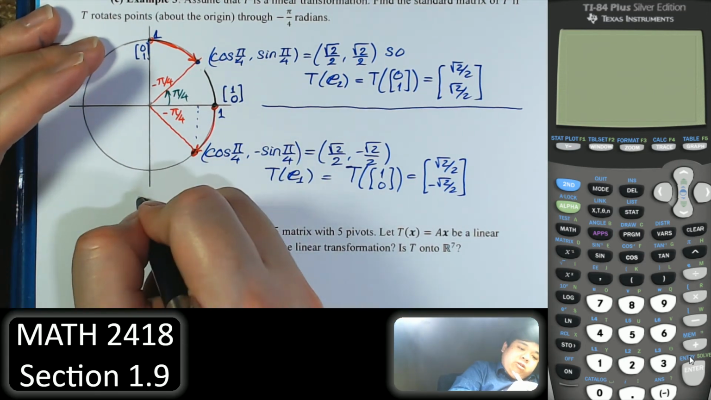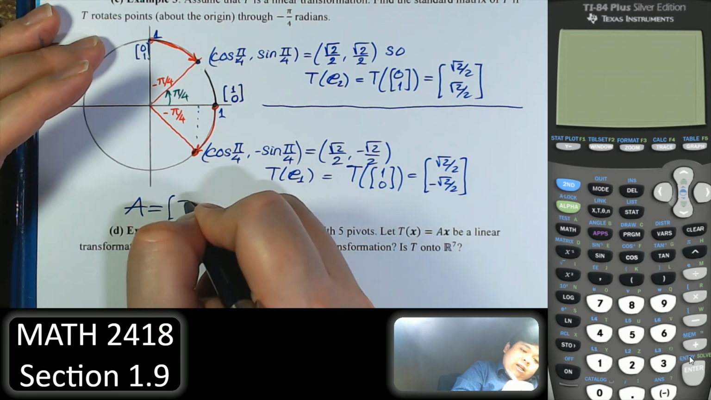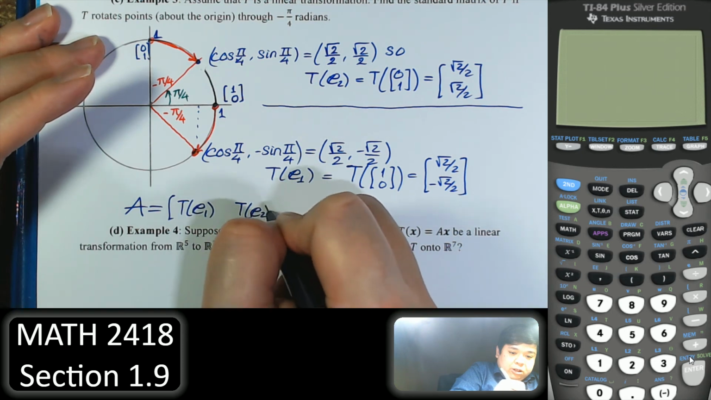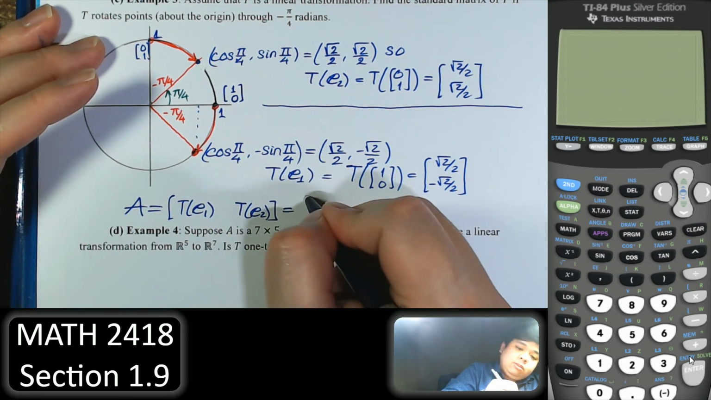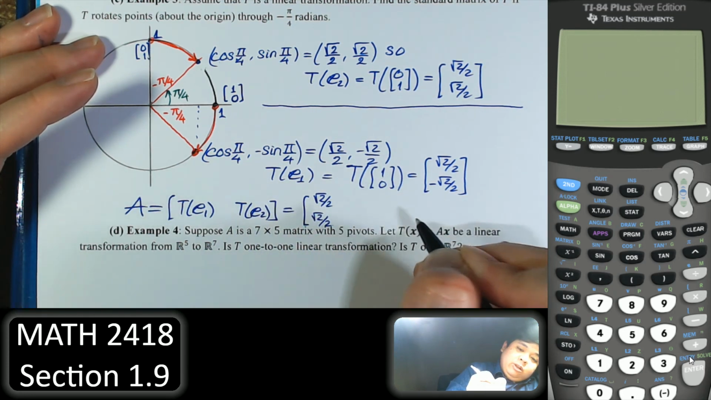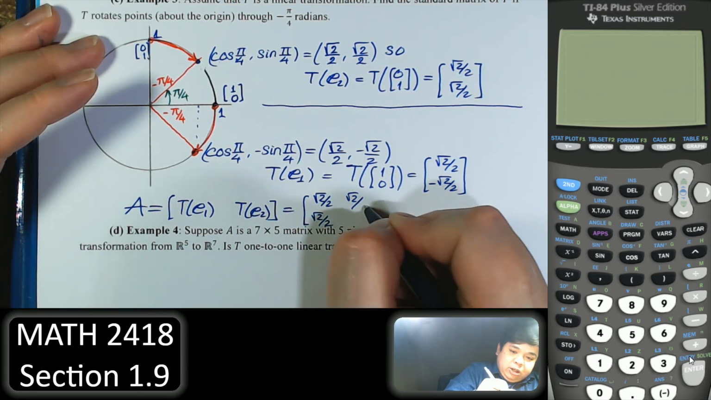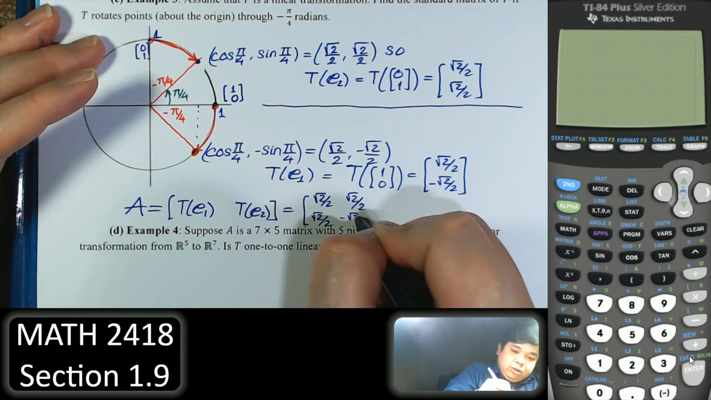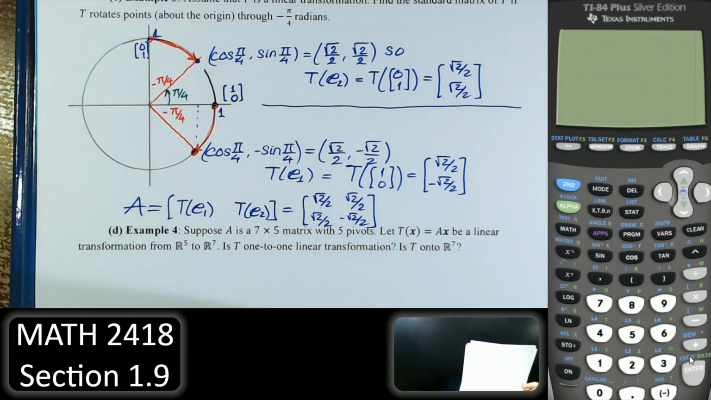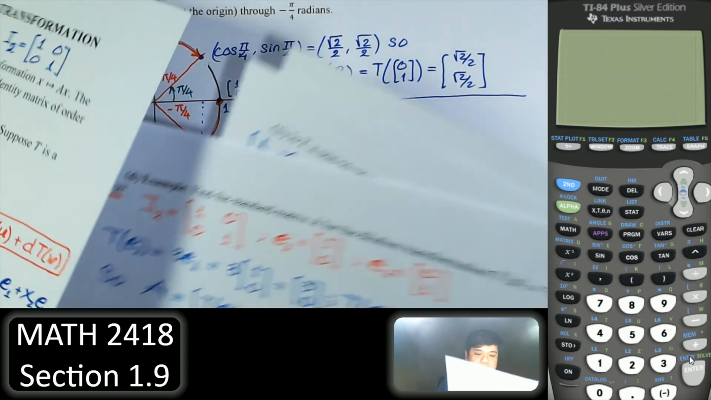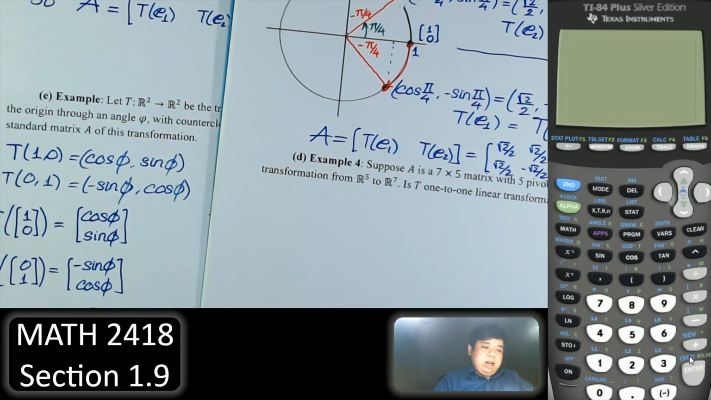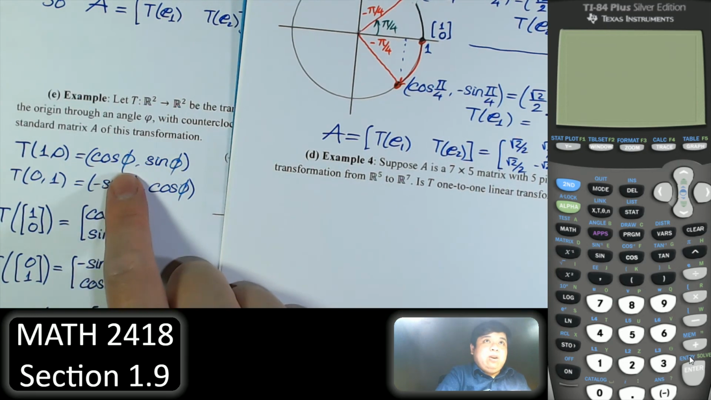And finally, the matrix is stacking T of E1 and T of E2 in columns. And we have square root of 2 over 2, square root of 2 over 2, square root of 2 over 2, negative square root of 2 over 2. Now if we compare to what we have at the beginning of the section, this is a rotation with an angle.